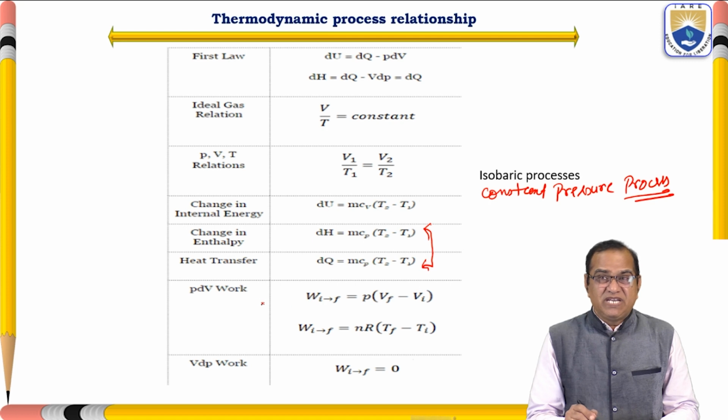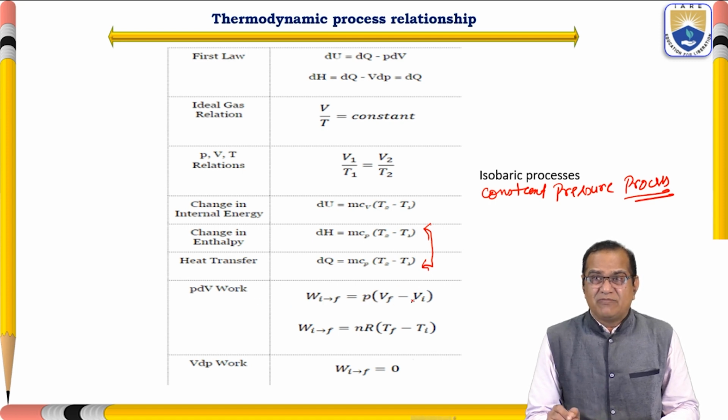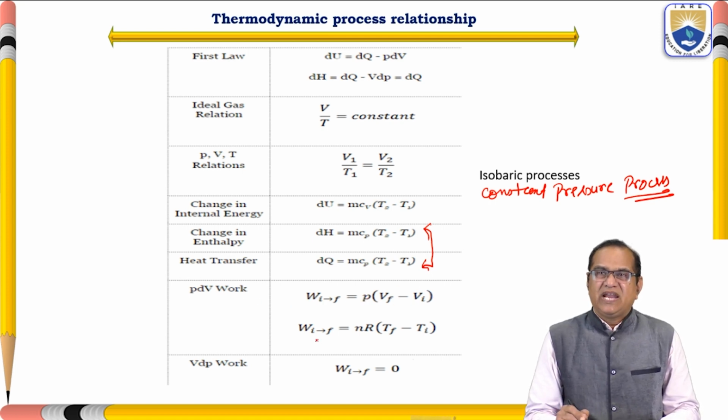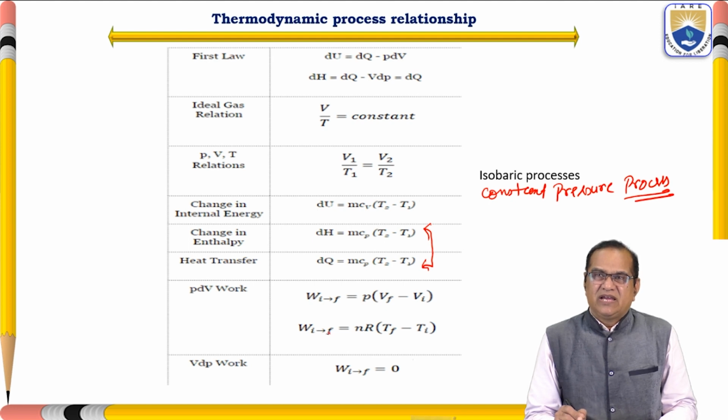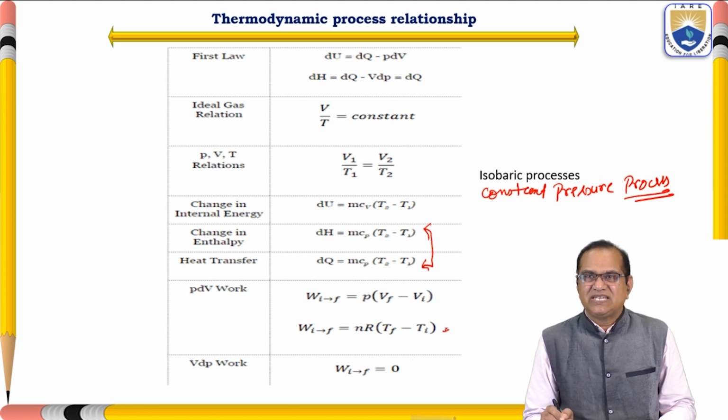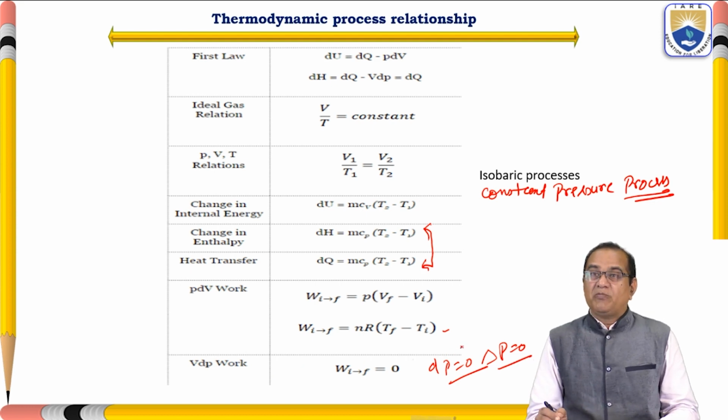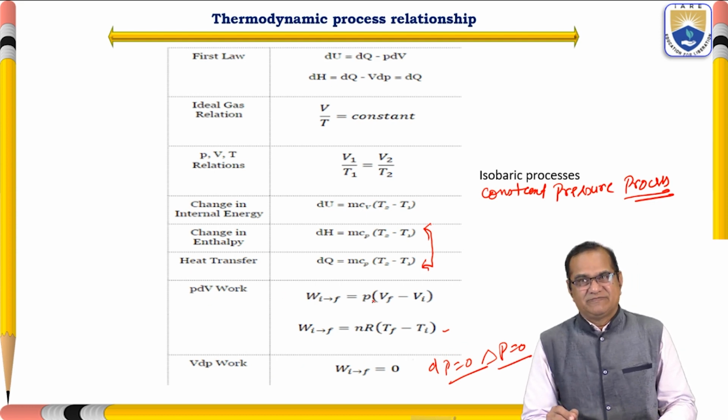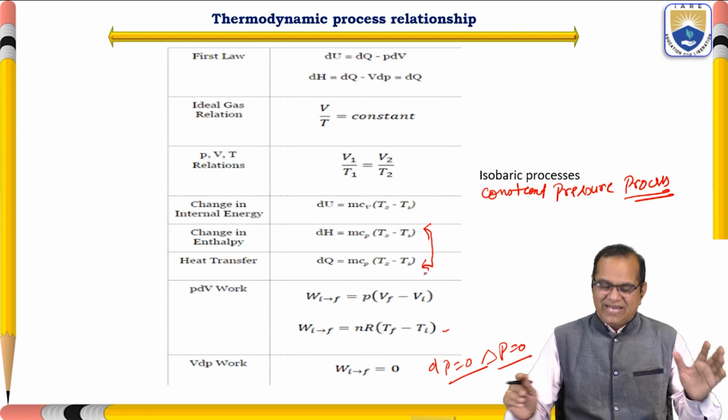Now, work done PdV is equal to P(V final minus V initial). And if you take PV is equal to nRT, so here work done is equal to nR(Tf minus Ti), and the VdP work will be 0 because dP is equal to 0, no change. So VdP work will be 0, but PdV work will be there. So this we have to take care of.